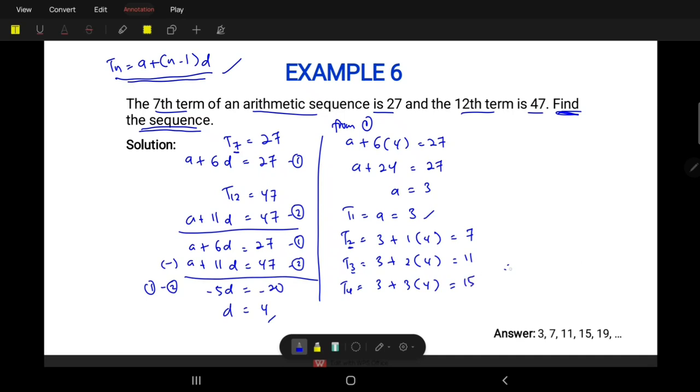Therefore, the answer for sequence is 3, 7, 11, 15 and so on. This is the answer. Soalan minta sequence. Boleh? Ni faham tak?